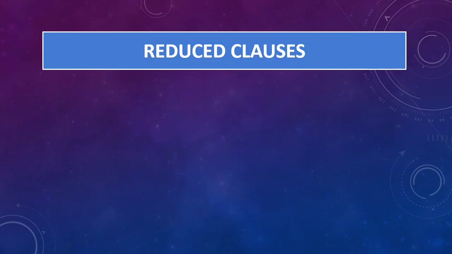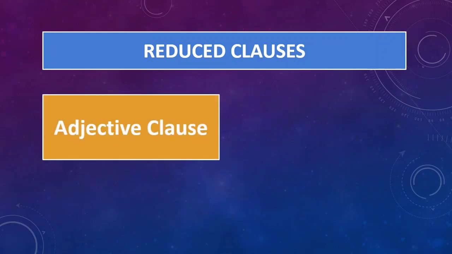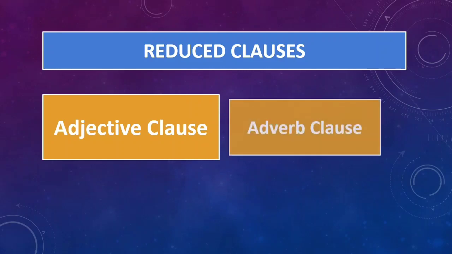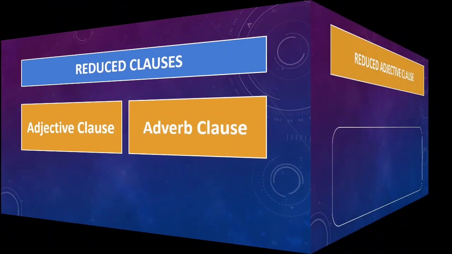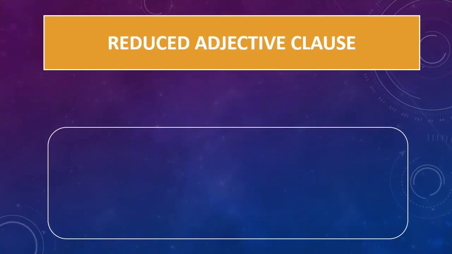There are two types of clauses that can be reduced in English. The first is adjective clause. The second is adverb clause. Now, we are talking about reduced adjective clause.